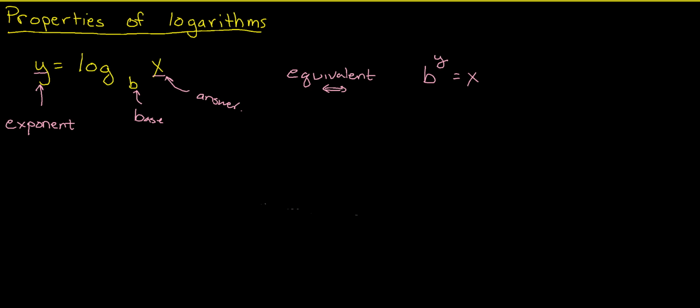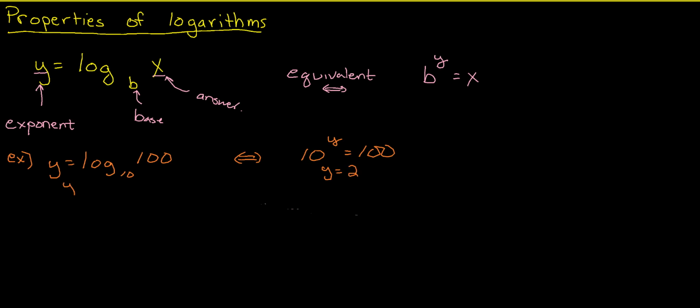Here's an example. Suppose I gave you something like y equals log base 10 of 100. Well, that's equivalent to saying 10 is my base, y is my exponent that I'm looking to find, and 100 is the answer I should get when I set this up. If I'm thinking about what exponent will work, y equals 2 would be my answer. In other words, log base 10 of 100 is equal to 2.